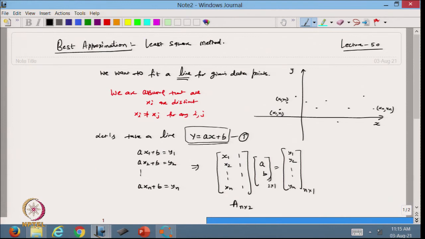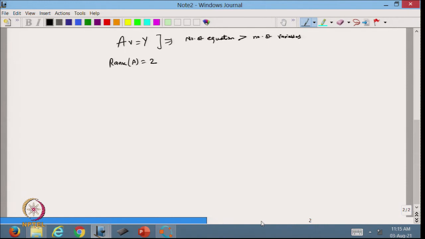Now, if this line is there, I put the values of all these x coordinates, and suppose it is equal to y1, y2, yn. So this is the system we get where the number of equations is greater than the number of variables, and this system is called an overdetermined system.